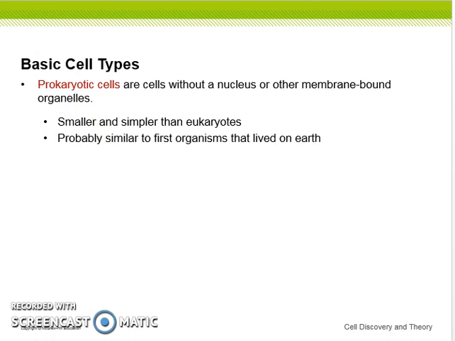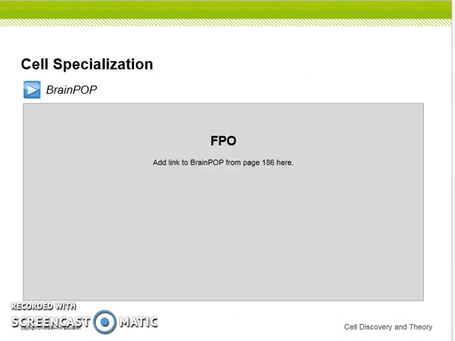Prokaryotic cells are cells without a nucleus or other membrane-bound organelles. They're smaller and simpler than eukaryotes, and they're probably similar to the first organisms that lived on Earth. If you'd like to, go to your online textbook and check out the Brain Pop video on cell specialization.